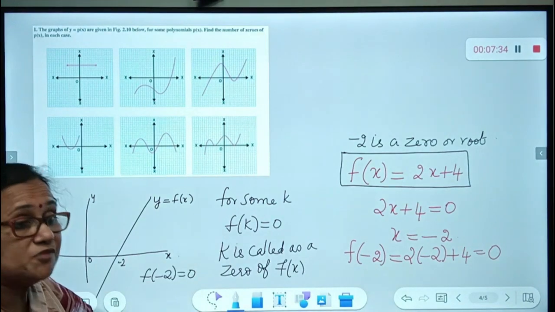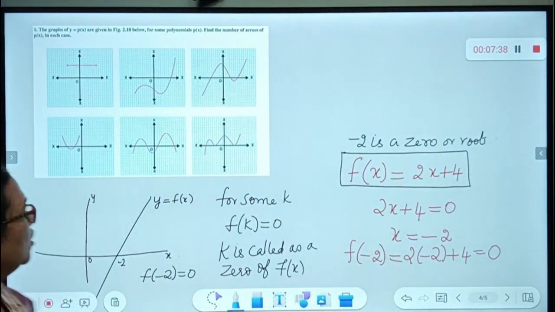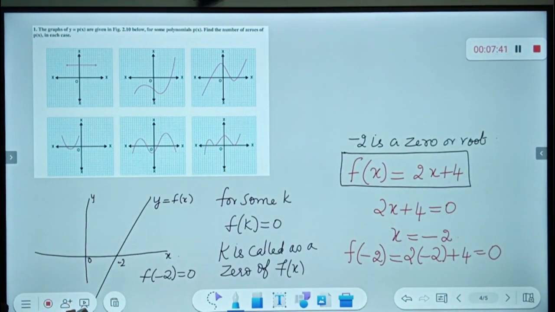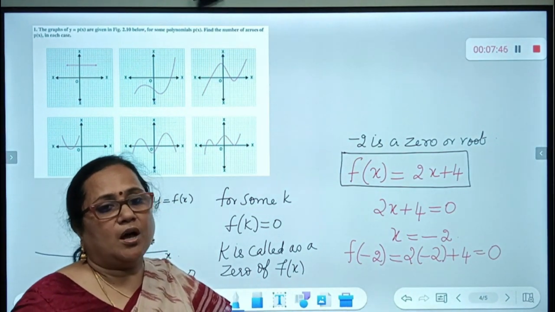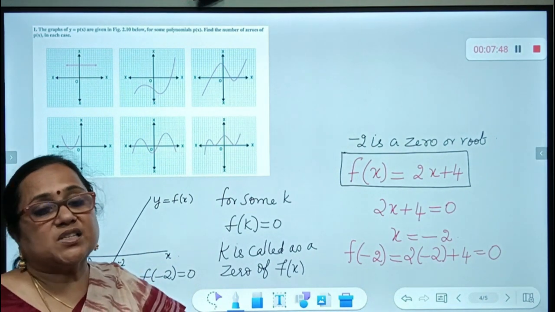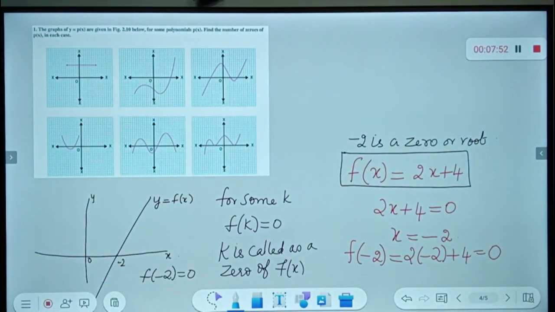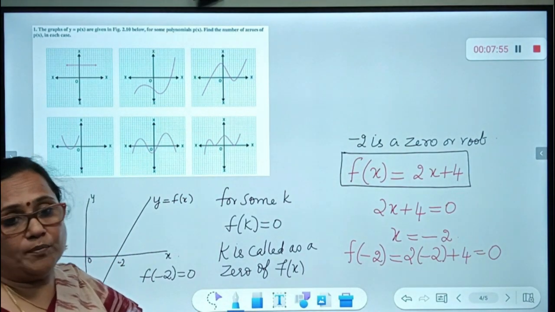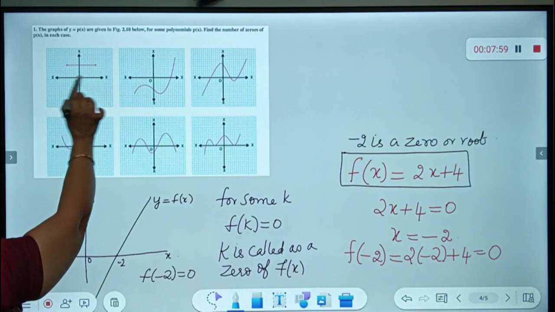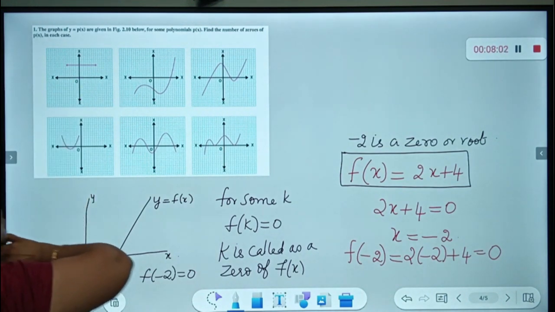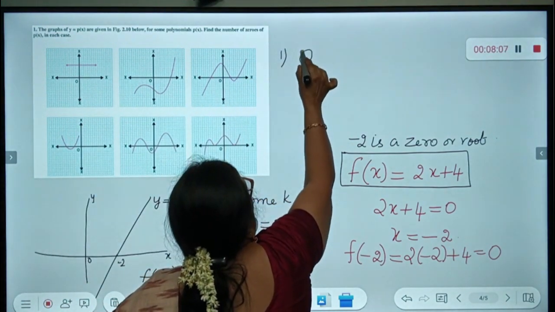What is the value of x for which y is 0? What is the value of x for which f of x is 0? That is nothing but the point where the curve f of x, a straight line or a parabola, any curve, cuts the x-axis. Let us look at these examples to understand the zeros of a polynomial. If you look at the first example, does it cut the x-axis at all? No. So the number of zeros for the first case is 0.